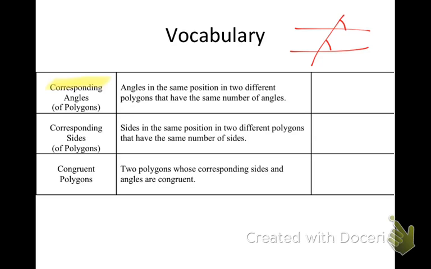Corresponding angles with polygons, they're angles that are in the same position. So for example here, if I have two right triangles here, well, the right angles, those would be corresponding angles because they're in the same position in that triangle. And then I have corresponding sides. Well, if corresponding angles are the same angle positions, corresponding sides are the same side position. So it's the same thing there, just the side positions. And then congruent polygons are two polygons whose corresponding sides and angles are congruent. So they're congruent if the sides and angles are all congruent.